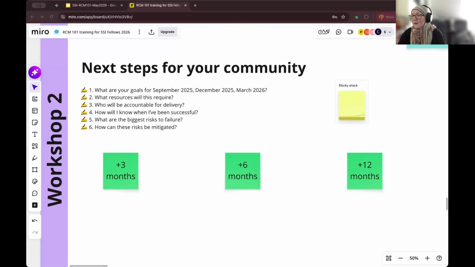So that is your little bit, or quite a lot, of homework, but I think very useful just to bring all of your take homes together and think about how you would plan that out.